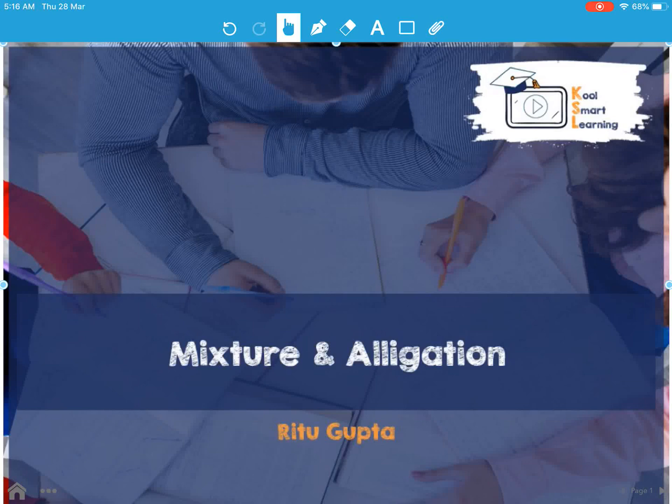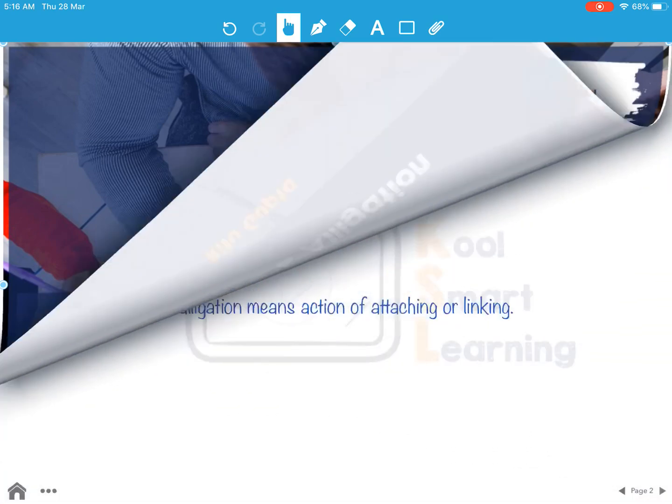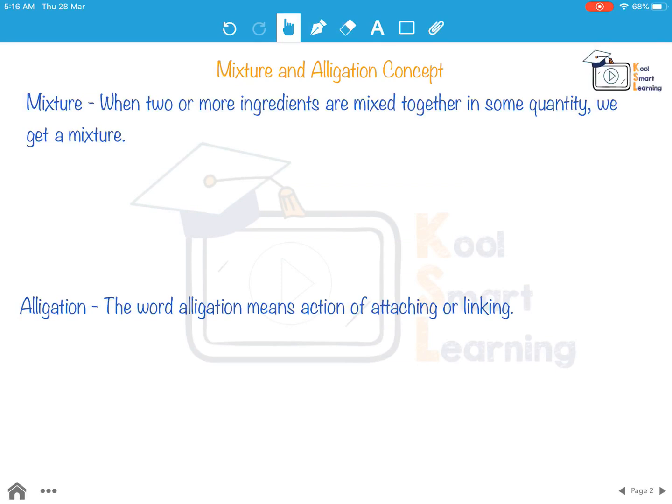Hello friends, this is a session on mixture and alligation, which is a very frequently used topic of mental ability, and it is also used in maths. So let us first of all understand the concept of mixture and alligation.